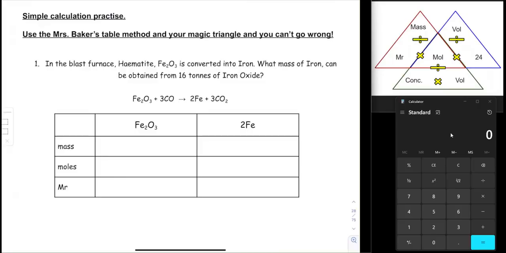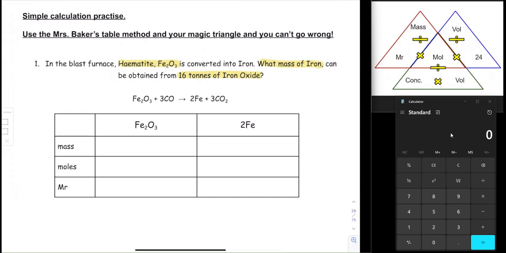So in the blast furnace, hematite, which has a formula Fe2O3, is converted into iron. The question is asking what mass of iron can be obtained from 16 tons of iron oxide. So for this, we are using the mass, moles, Mr triangle because it's given us our mass in tons. Don't worry about the fact that it's in tons. It just means your answer will be in tons. We don't need to convert it.